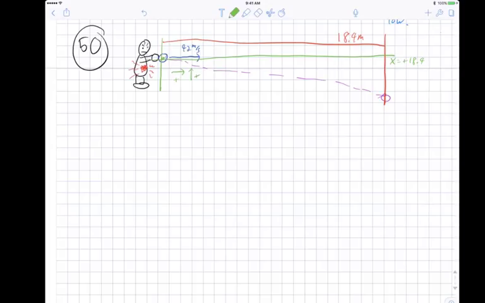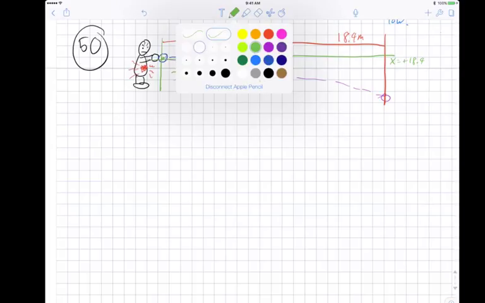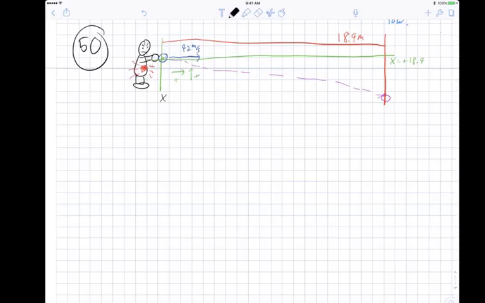So let's start filling out the things we know. The initial position is 0. The initial height is 0. The initial velocity in the x direction is 42 meters per second. The initial velocity in the y direction is 0. The acceleration in the x direction is 0. The acceleration in the y direction is minus 9.81.